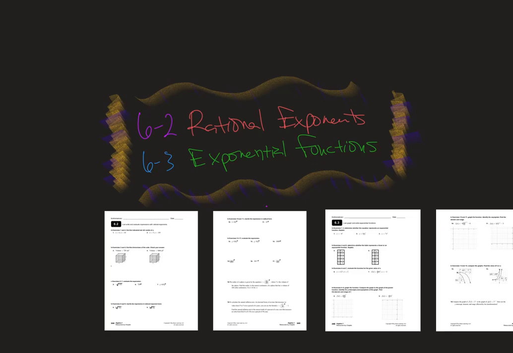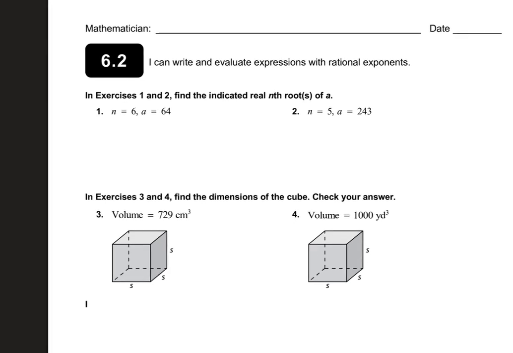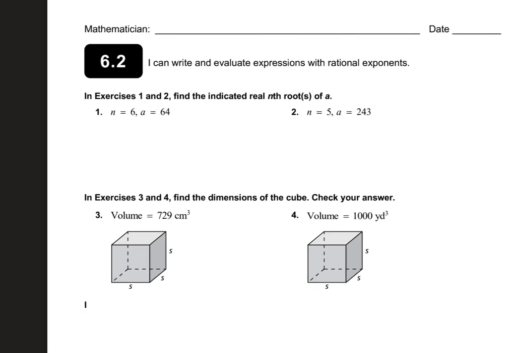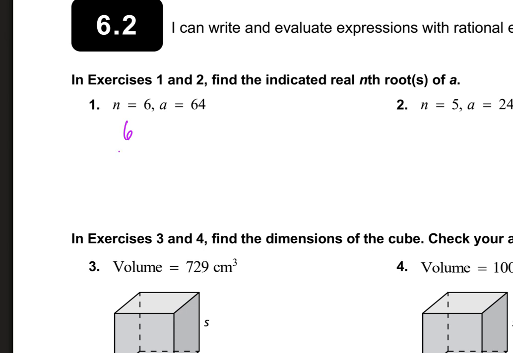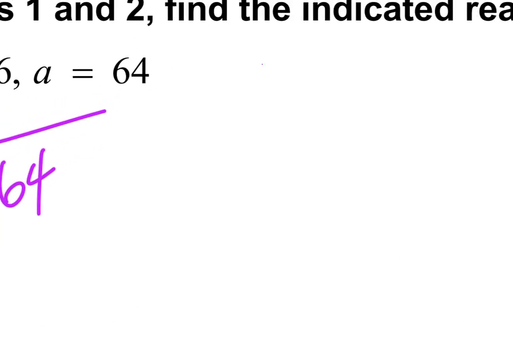Let's do some practice over rational exponents and exponential functions. 6-2, find the indicated real nth roots of a. So this means that we are doing the sixth root of 64. And what I'm going to do is write 64. I know that that is like 8 times 8, but since I'm looking for the sixth root, I'm going to break this thing down into its factors like this.